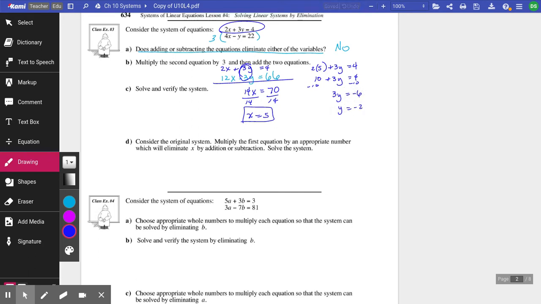Boom. There is your x and there is your y. Good. It says verify. To verify, you must check in both equations. So get busy. Here comes the first one. First equation, x is a 5, y is a -2. It doesn't take long. Quick.